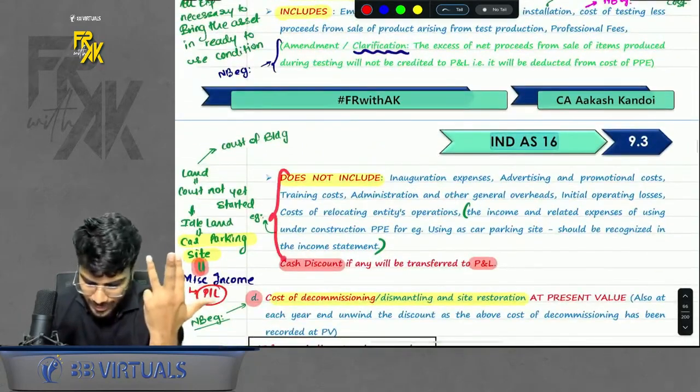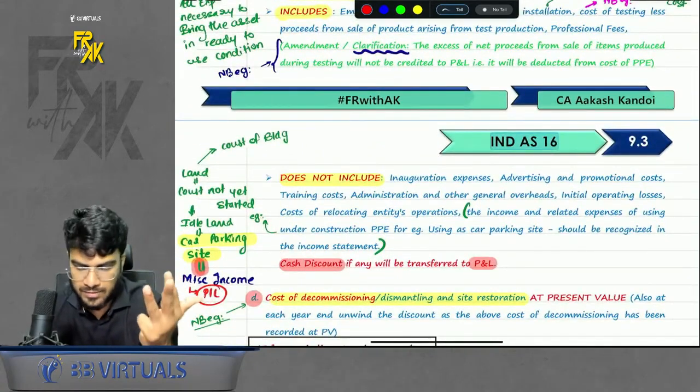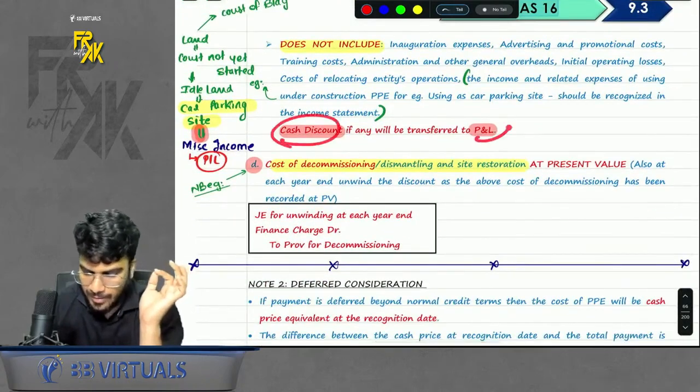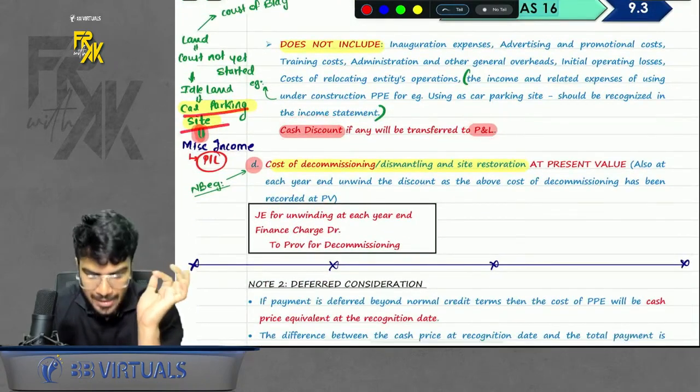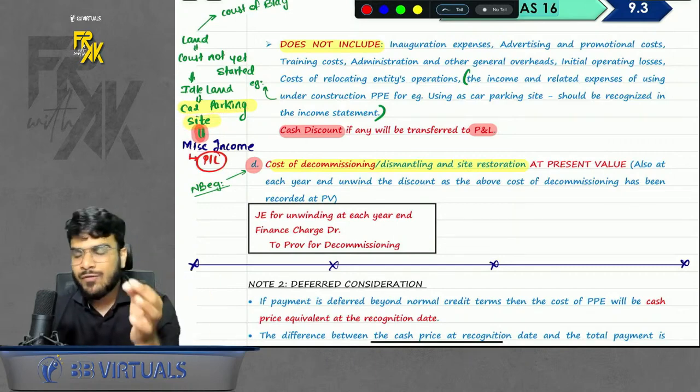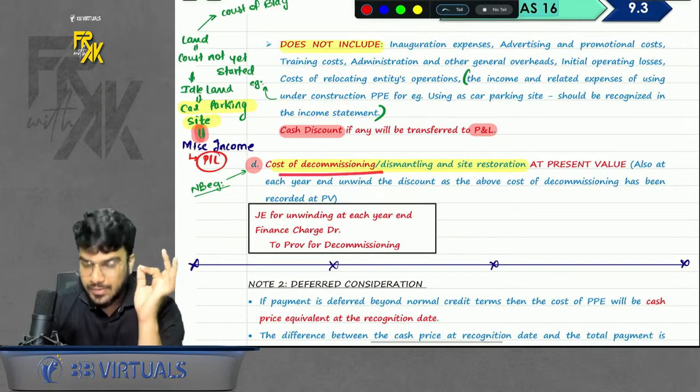Apart from this, the following expenditure will never form part of the cost of the asset. Such expenditure is to be transferred to profit and loss. Cash discount, if any, will be transferred to profit and loss. Income from any car parking is transferred to profit and loss. Apart from this, the last element which will form part of the cost of the asset is the cost of decommissioning.